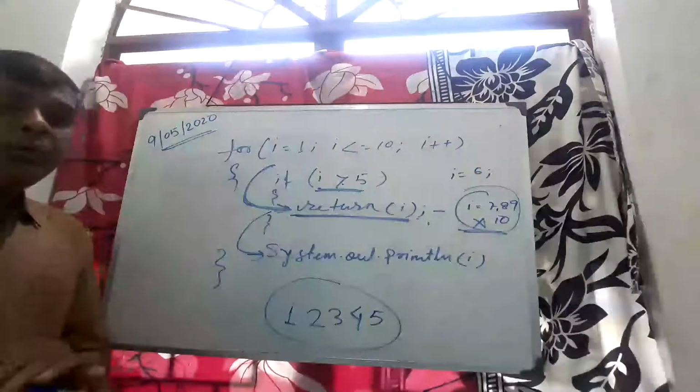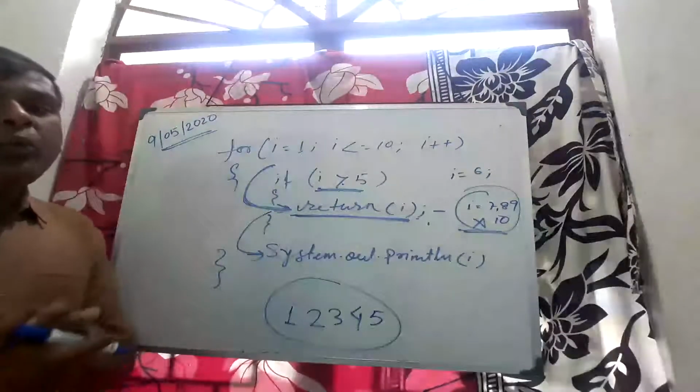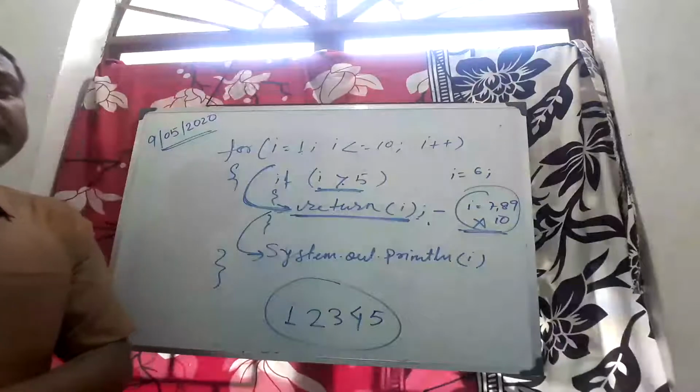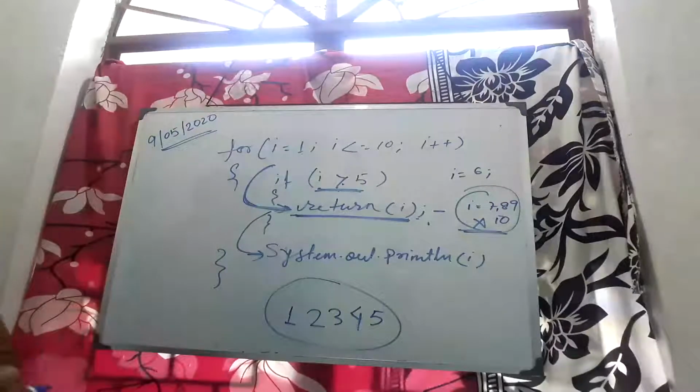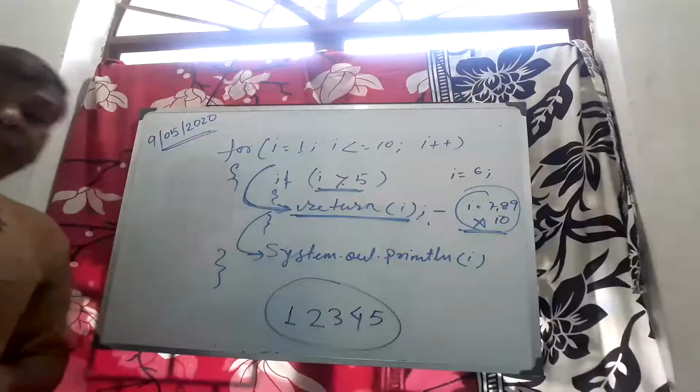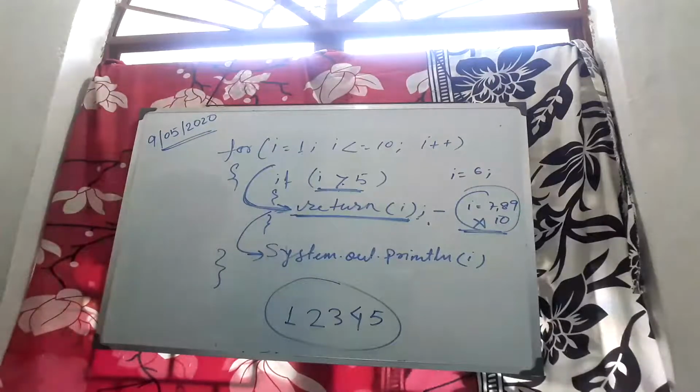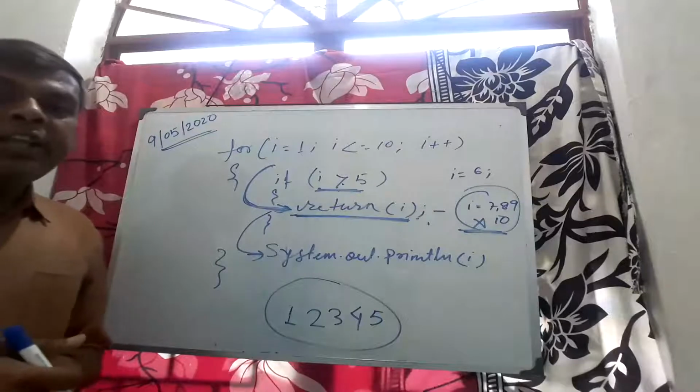And last, the most important: once control comes out of the body of the method, it will not go to the body of the method again for any reason. So these are the important features of the return statement.